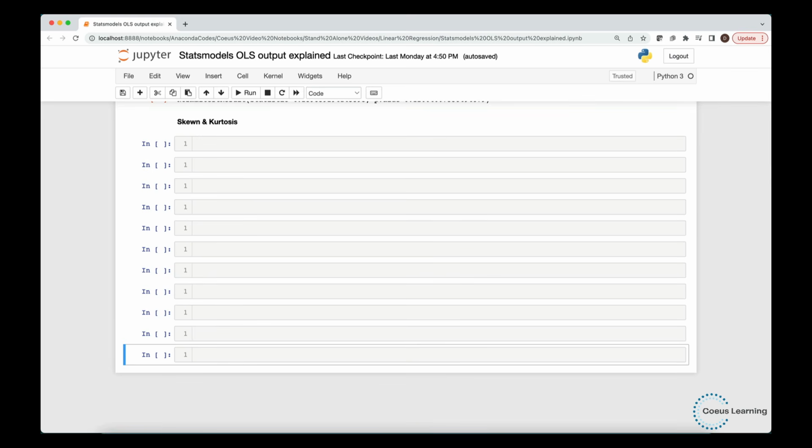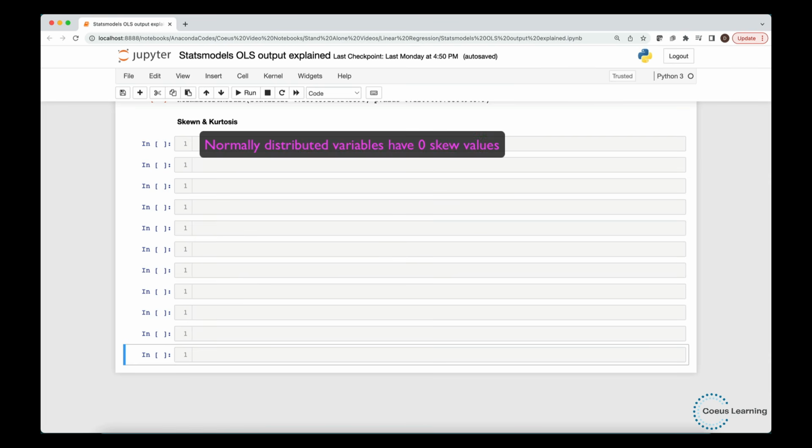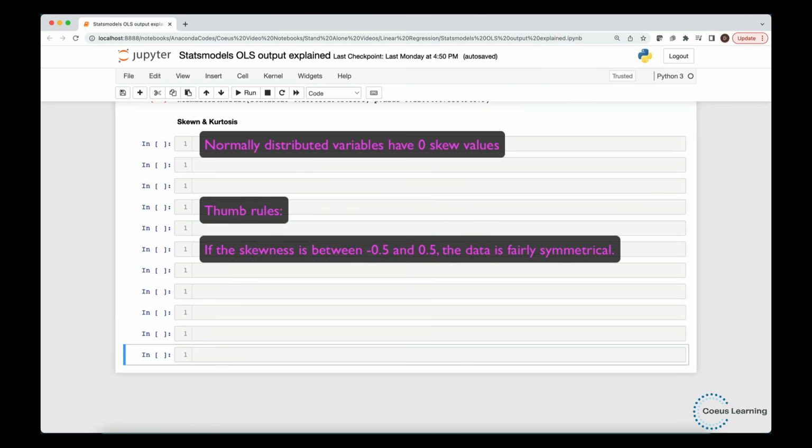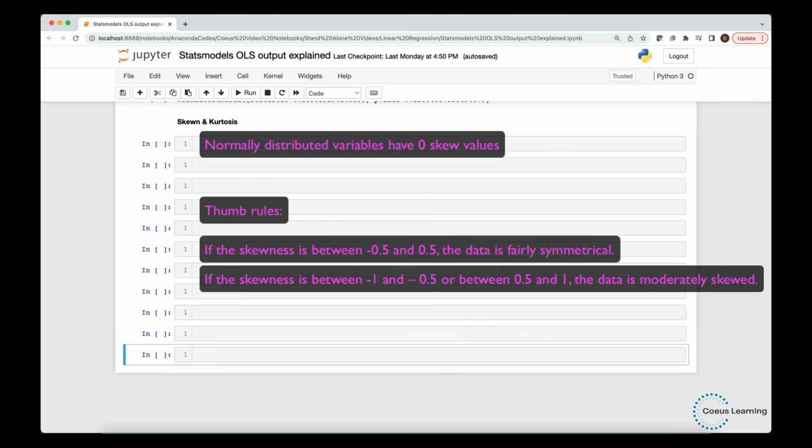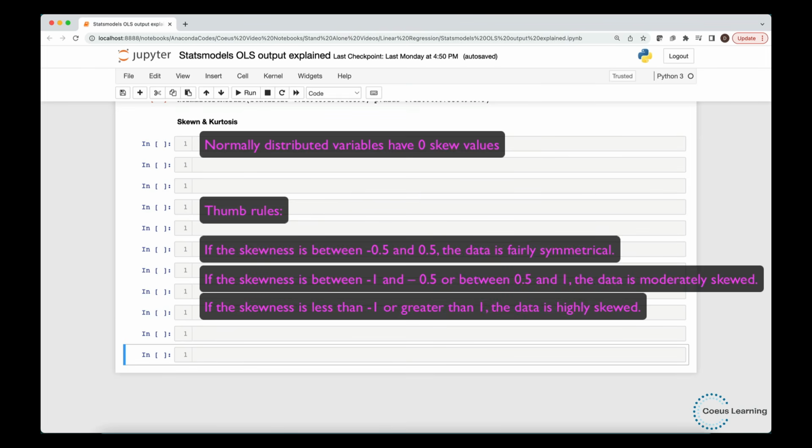Skew values tell us the skewness of the residual distribution. Normally distributed variables have zero skew values. The rule of thumb says, if the skewness is between -0.5 and 0.5, the data is fairly symmetrical. If the skewness is between -1 and -0.5 or between 0.5 and 1, the data is moderately skewed. If the skewness is less than -1 or greater than 1, the data is highly skewed.